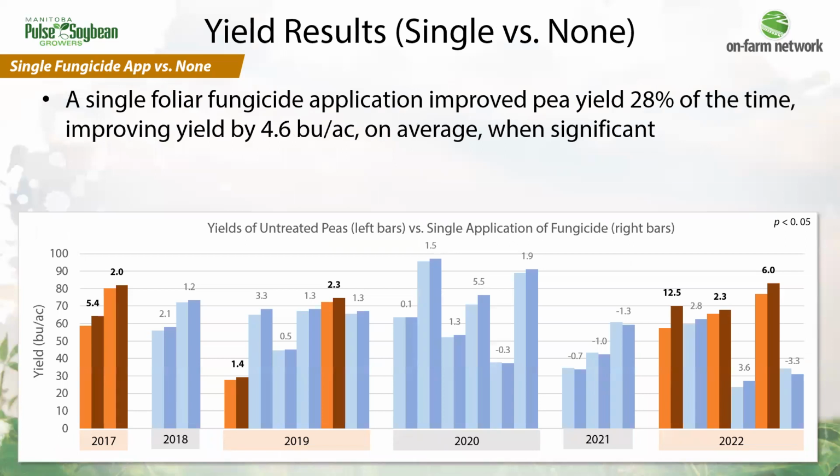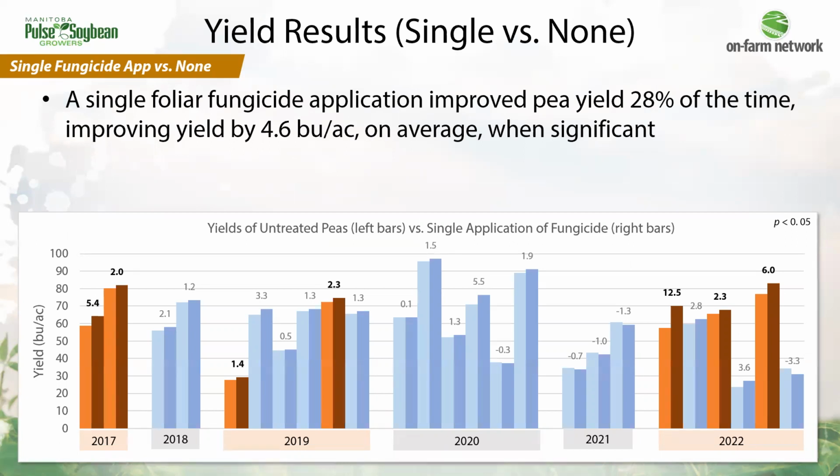Looking at yield results for single versus none. Again, each of these paired bars is representing a trial, and the number above the pair is the yield difference between no fungicide on the left and a single application on the right. So how much was yield changed with that application of fungicide?